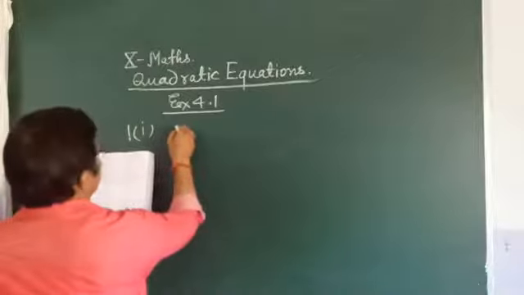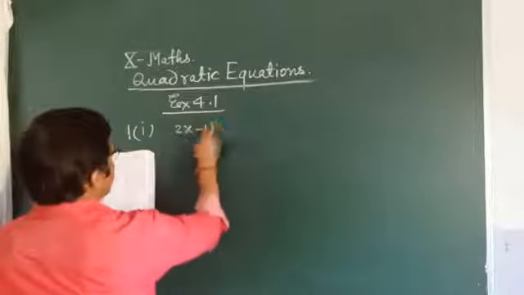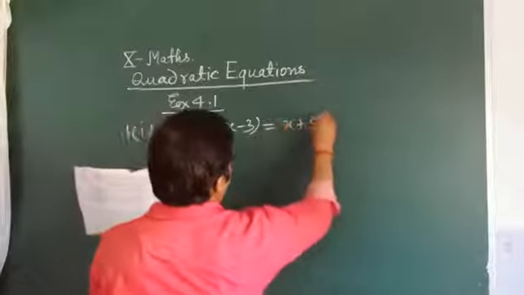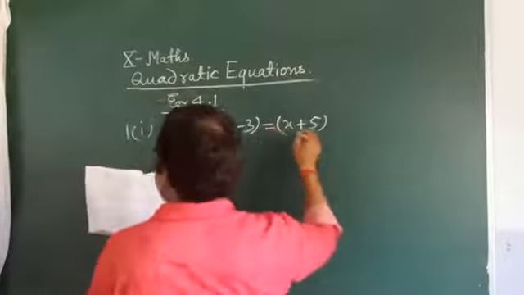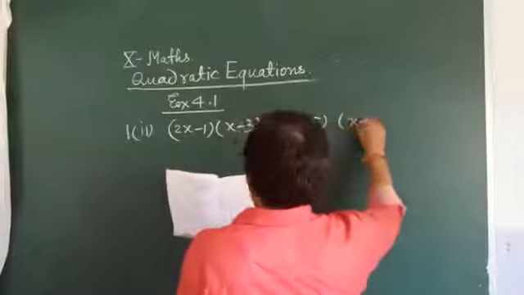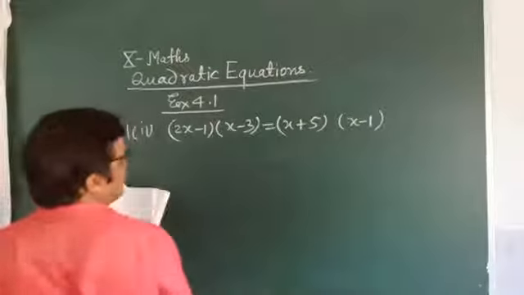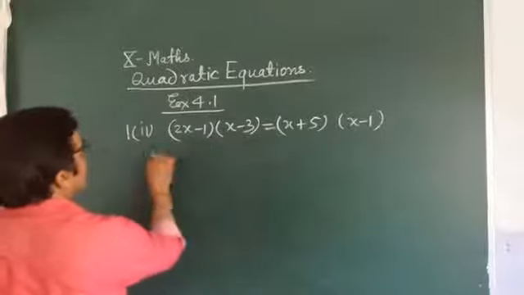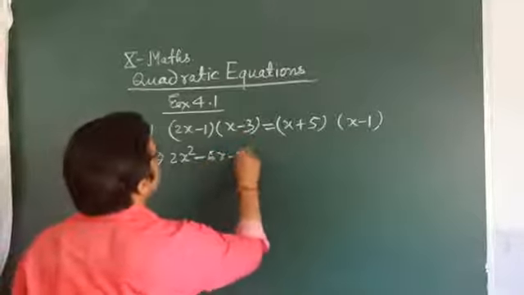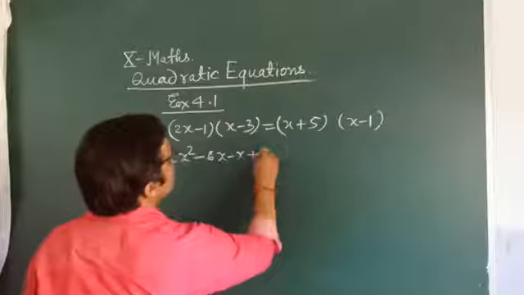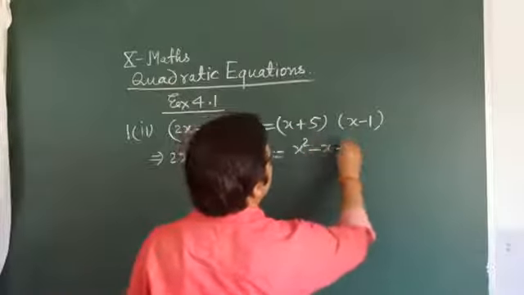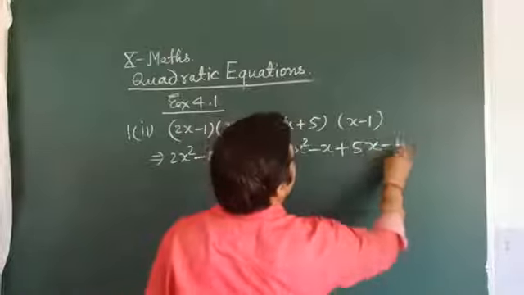We have the question (2x minus 1)(x minus 3) is equal to (x plus 5)(x minus 1). We solve it. By multiplying we get 2x square minus 6x minus x plus 3 is equal to x square minus x plus 5x minus 5.